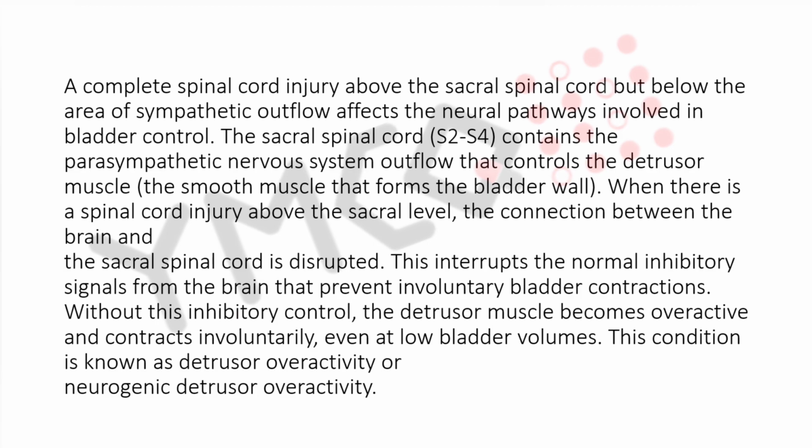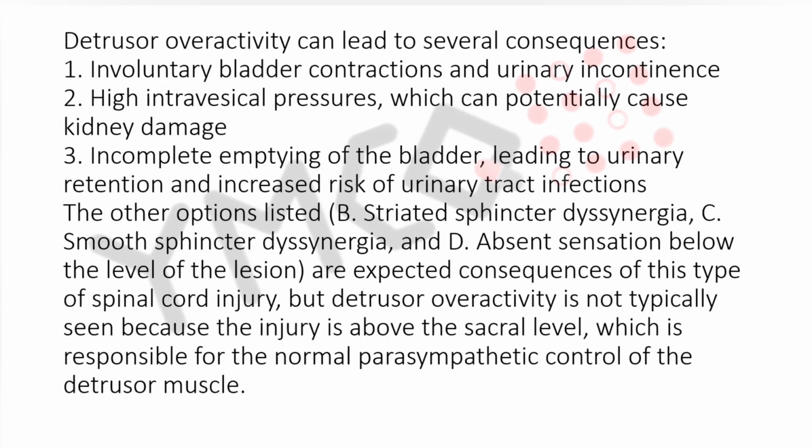This interrupts the normal inhibitory signals from the brain that prevent involuntary bladder contractions. Without this inhibitory control, the detrusor muscle becomes overactive and contracts involuntarily, even at low bladder volumes. This condition is known as detrusor overactivity or neurogenic detrusor overactivity. Detrusor overactivity can lead to several consequences.